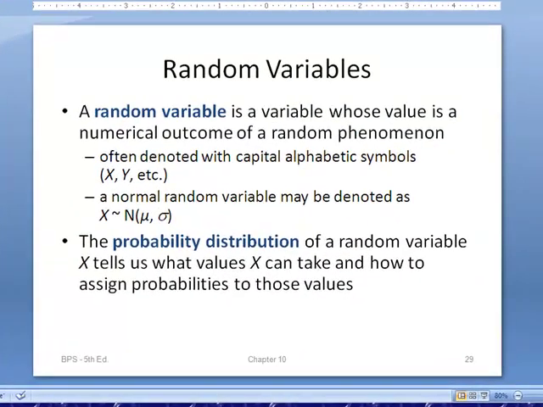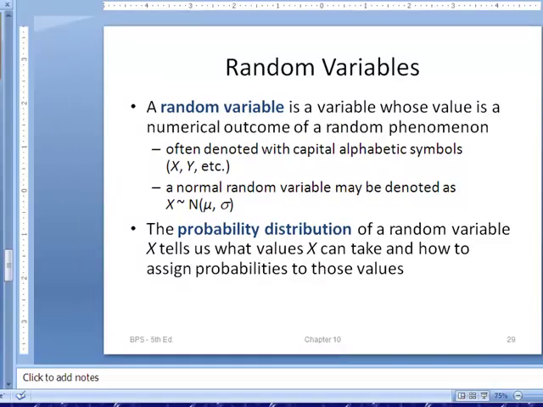Now, we talked earlier about a random variable, which is a variable whose value is a numerical outcome of a random phenomenon. We often denote random variables with a capital alphabetic symbol like X, Y, or whatever. It could be just a capital letter. And a normal random variable we're going to denote here as X, and you'll see that squiggle mark saying that X is approximately normally distributed. That's what the N stands for, and in parentheses it's going to be the mean and the standard deviation.